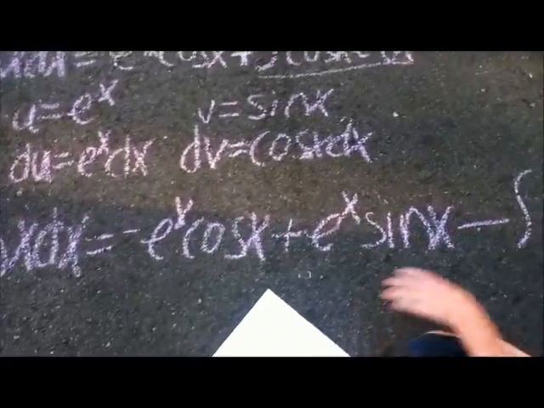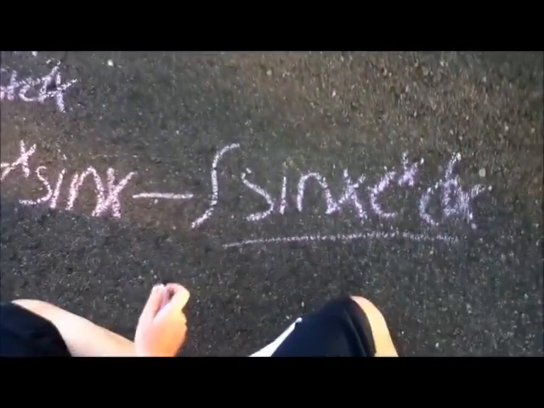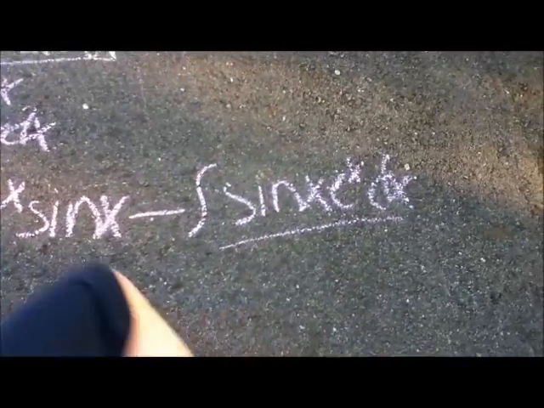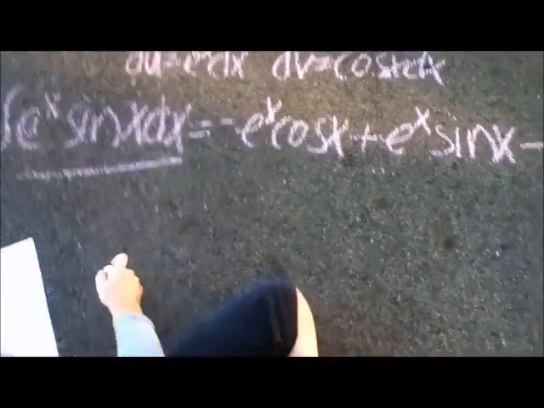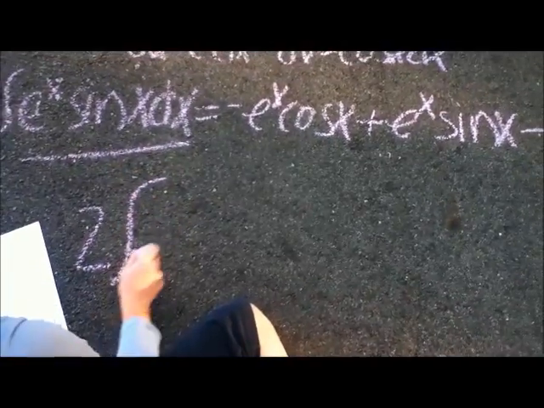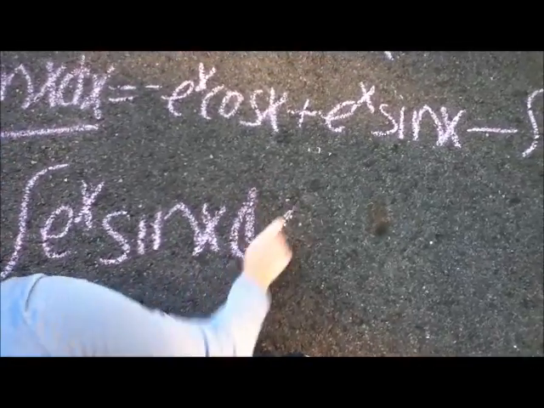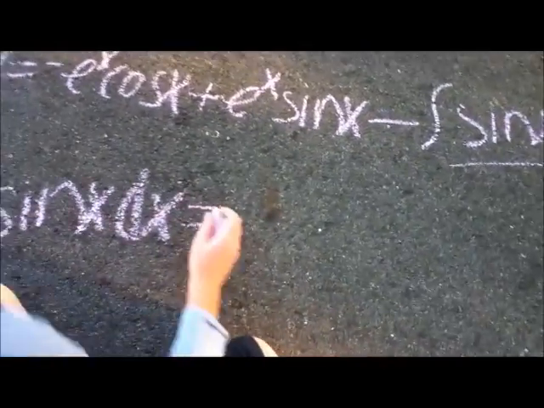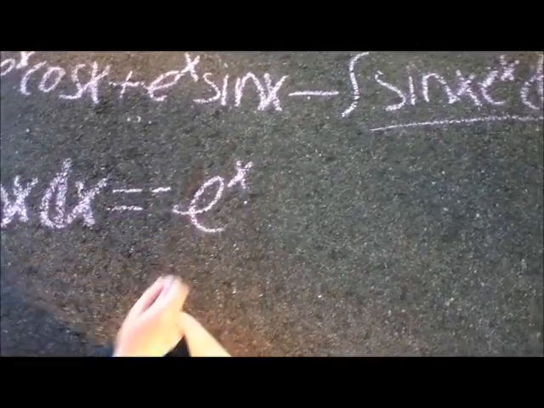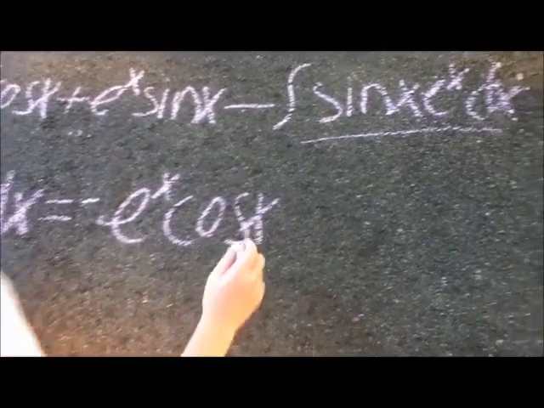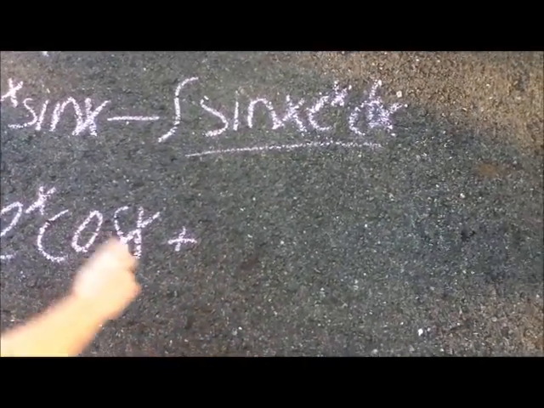Now you might notice that this new integral that we just found is the same as the integral we started with. So what we are going to do is combine those two integrals together, combining the like terms. So it's going to be 2 times the integral of e to the x sine of x dx equals negative e to the x cosine x plus e to the x sine of x.